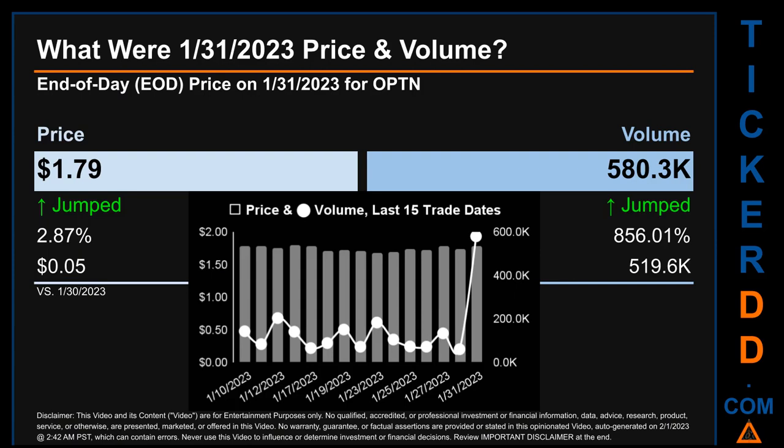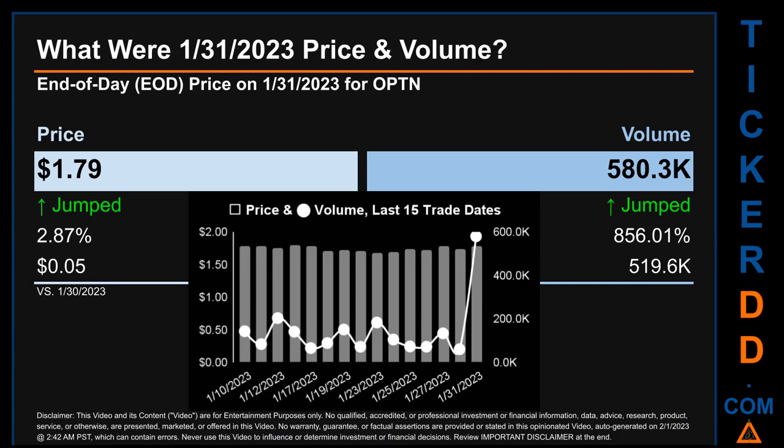What was end-of-day price and volume for OPTN? On Tuesday, January 31, 2023, OPTN had an end-of-day price of $1.79 and volume of about 580.3 thousand. Compared to the previous trading day, the price jumped 2.87%, gaining 5 cents, while volume jumped 856.01%, increasing about 519.6 thousand.